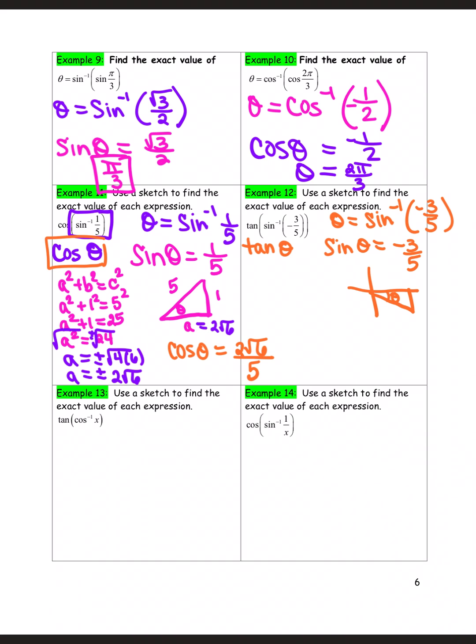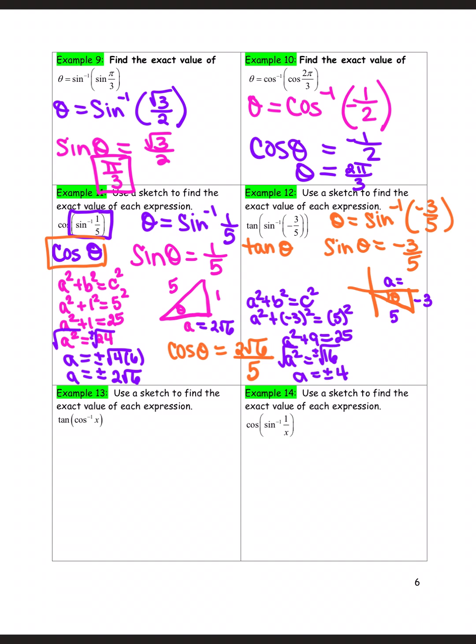Sine is opposite, which is negative 3 in this case, over hypotenuse, which is 5. And I'm going to look for this a. You can label it anyhow. I have a squared plus b squared equals c squared. We have a squared plus negative 3 squared equals c squared. A squared plus 9 equals 25. Subtracting 9, we have a squared equals 16. And when I take the square root, it's plus or minus, so a equals plus or minus 4. Well, here a is positive because we're in quadrant 4.